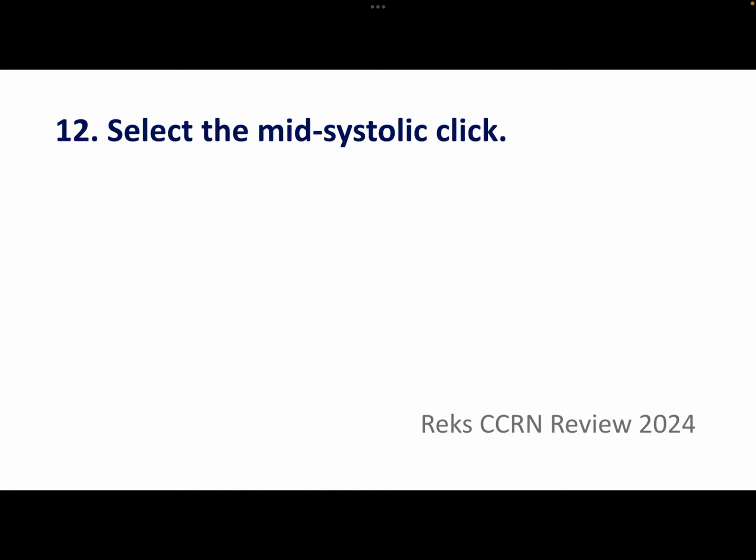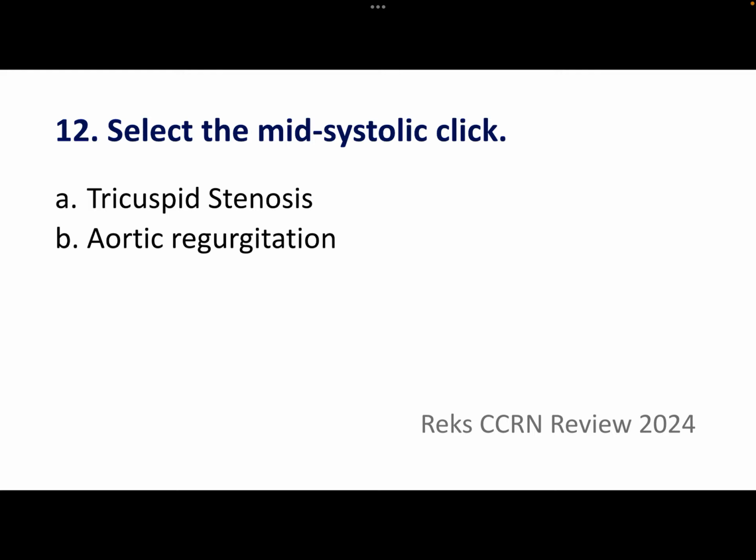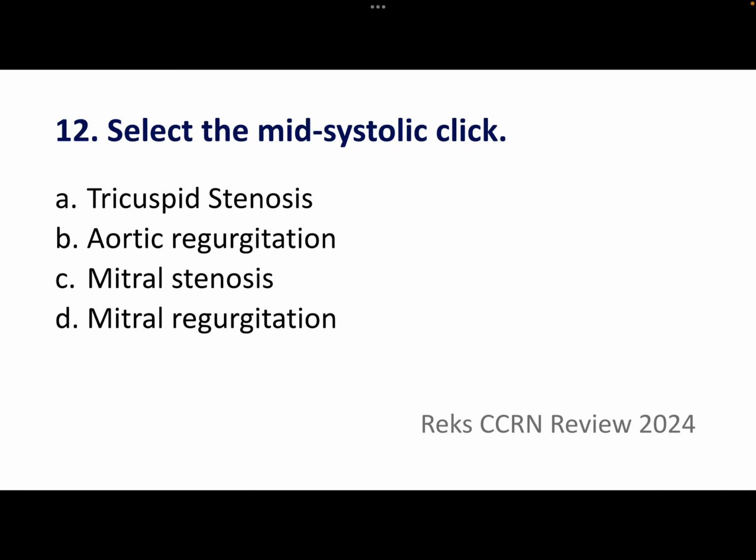Select the mid-systolic click. Option A, tricuspid stenosis. Option B, aortic regurgitation. Option C, mitral stenosis. And option D, mitral regurgitation. Which one is the mid-systolic click? So the answer is D, mitral regurgitation.